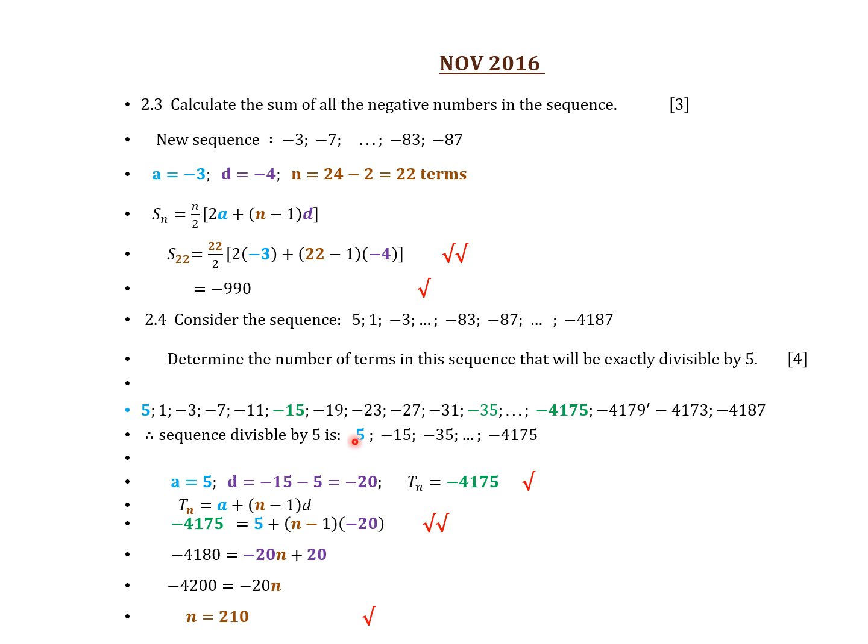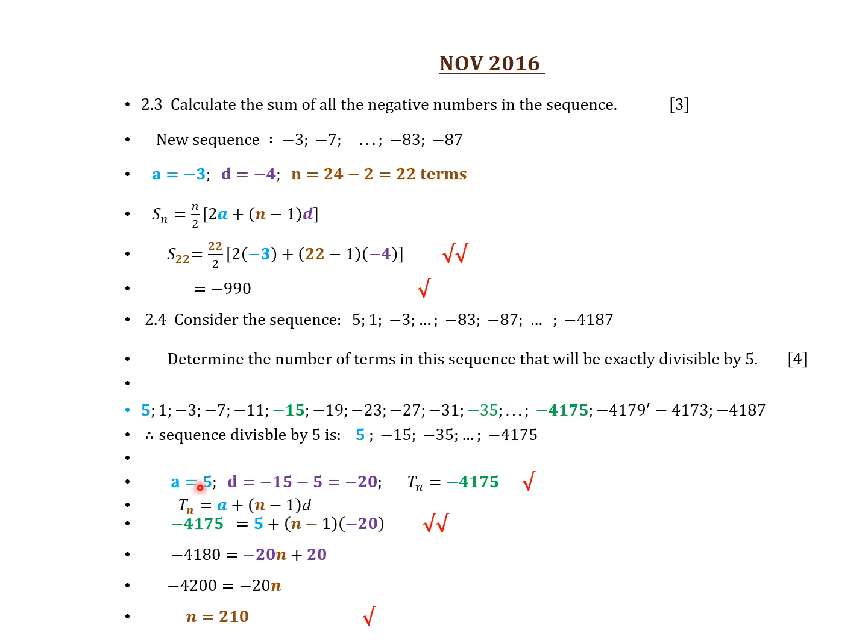So for the front, I have 5, negative 15, minus 35. For the last term, as you can see, 7 is not divisible by 5. But if I add 4 now, going in the reverse order, plus 4 would give me minus 4183, plus 4 would give me minus 4179, plus 4 would give me minus 4175. That term ends with a 5, therefore it's divisible by 5. So my new sequence is 5, negative 15, minus 35, up to minus 4175.